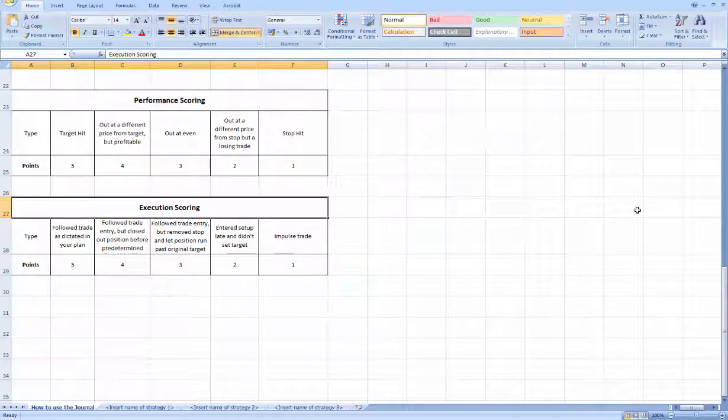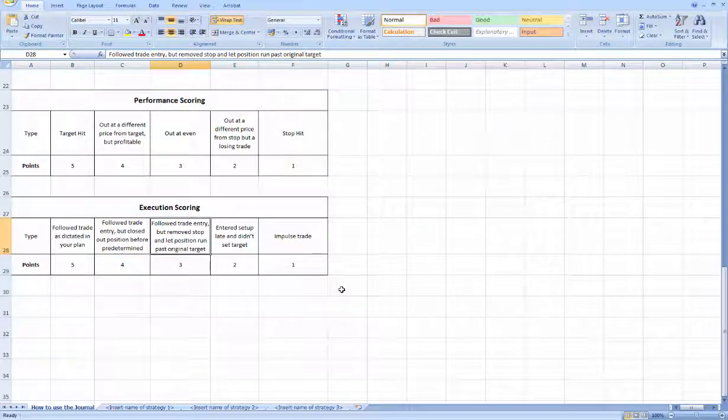This can be very good for you personally, to be able to review and assess your performance in the market in a quantified way. So for example, you can see here my execution scoring. I've got followed trade as dictated in your plan, which would give you 5 points. That means you took the trade exactly in line with your plan. Whether it was a profit or a loss doesn't matter, but if you did it according to your plan, you take 5 points. Now if you followed the trade entry but closed the position before the predetermined target, 4 points.